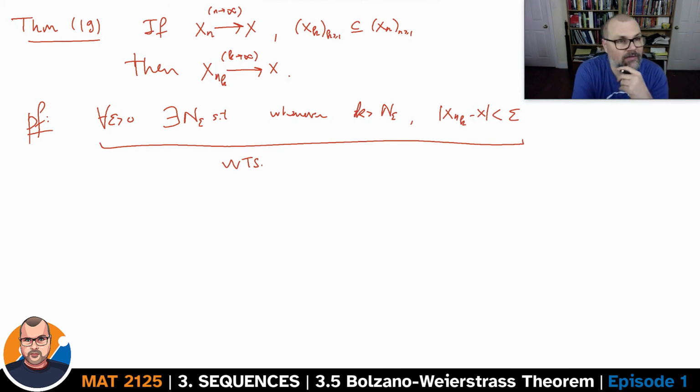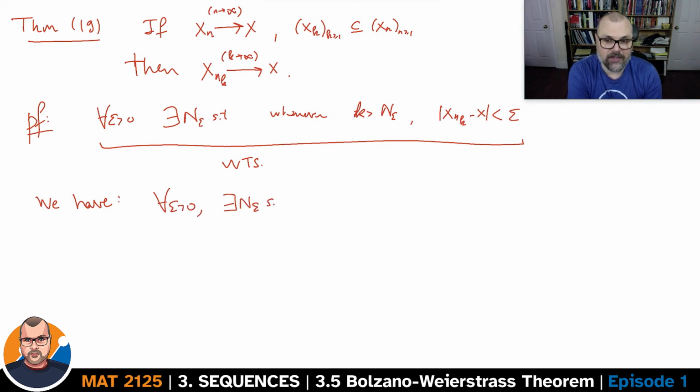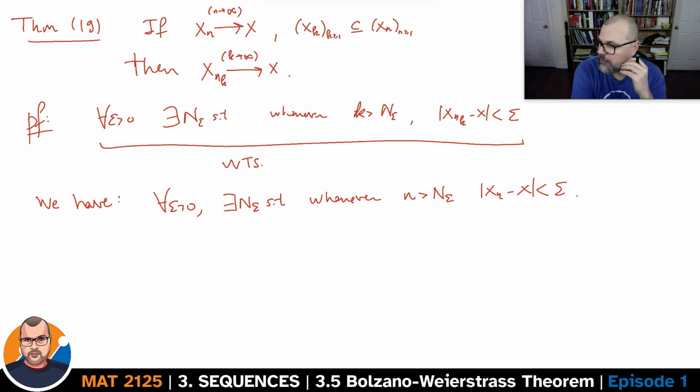Now, what do we have at our disposal? We have one of the assumptions. We know that xn converges to x. So we have that for every epsilon greater than 0, there exists an n epsilon such that whenever n is greater than n epsilon, |xn minus x| is smaller than epsilon. That's not the same thing. That's the hypothesis. That's the assumption that we're making.